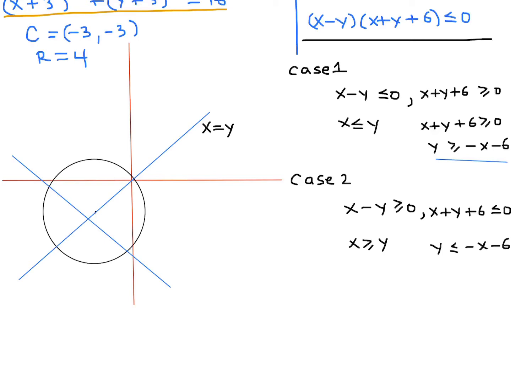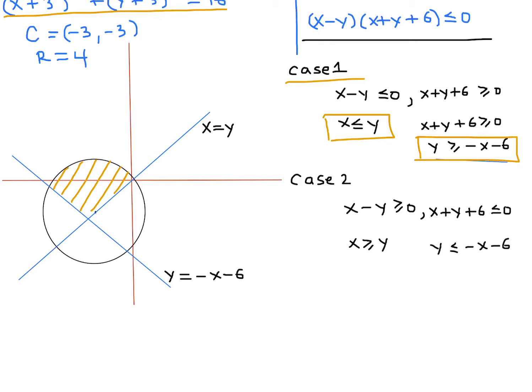So the first scenario, this guy right here, if you were to combine these two, where on the graph would that be? Case 1: x is less than y, and y is greater than minus x minus 6. And I'll label that line y is equal to minus x minus 6. That is this region right here. In that region, x is less than or equal to y, and y is greater than or equal to minus x minus 6.